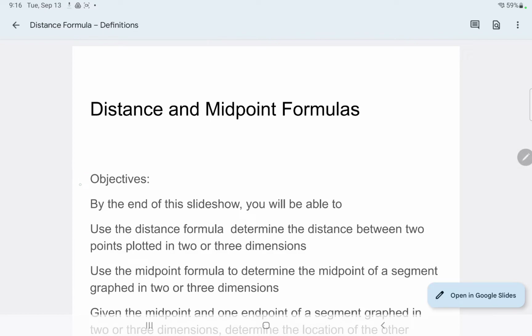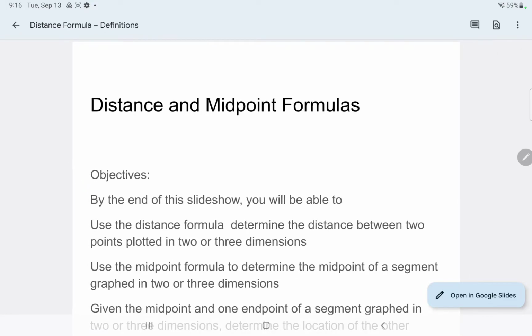This is a review of the distance and midpoint formulas, an extension of the distance and midpoint formulas to 3 dimensions, and information on partitioning a segment that has been graphed in the coordinate plane. So our objectives are here.